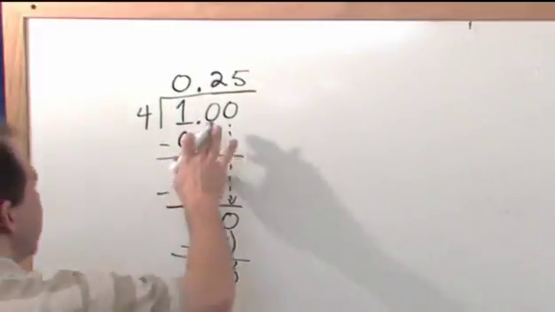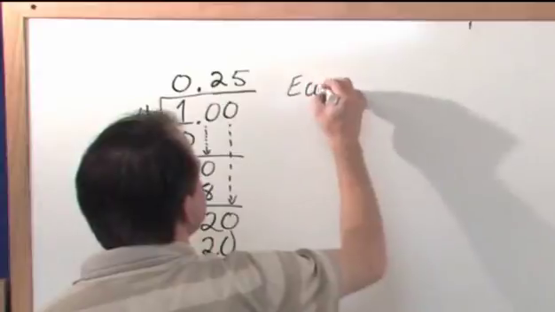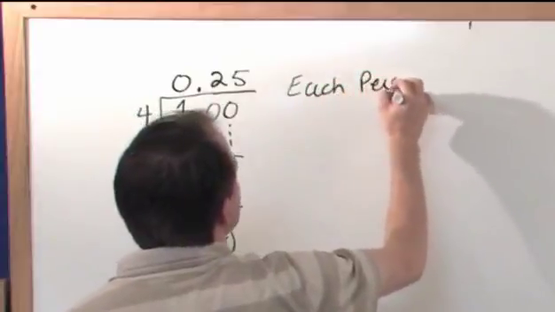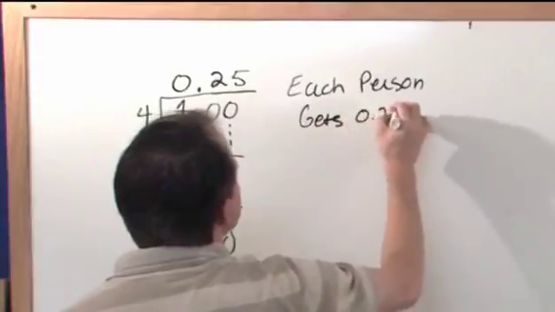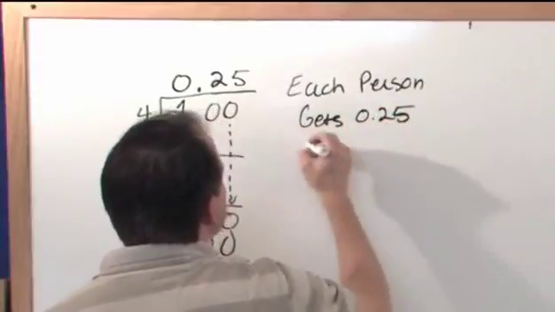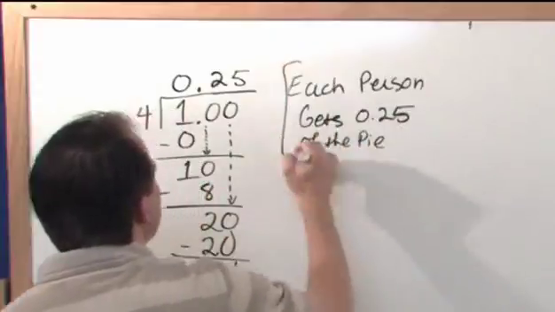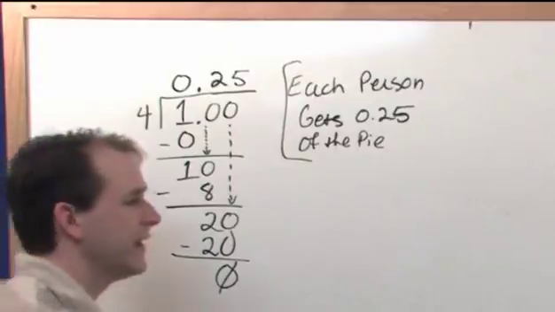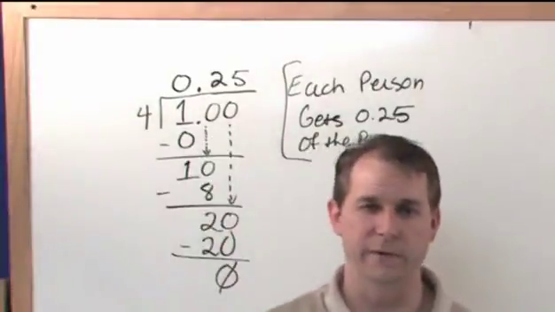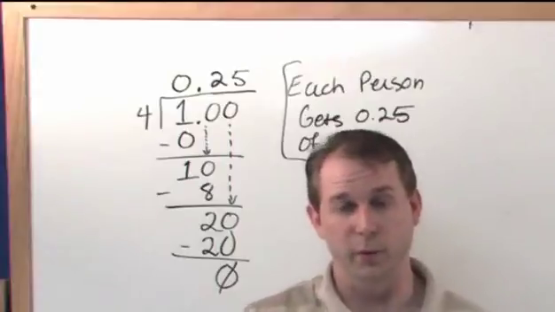And then what this tells you is, in decimal form, each person gets 0.25 of the pie. If you were to play around with that, that would be 1/4 of the pie. So it makes sense that each person gets 1/4 of the pie because you cut it up into 4 pieces, and that's what 1/4 is. It's 1/4 of a pie.